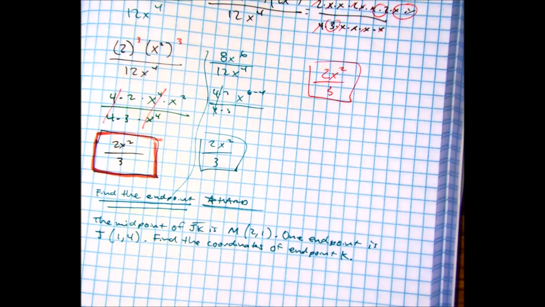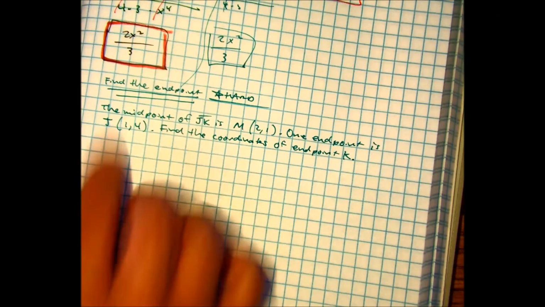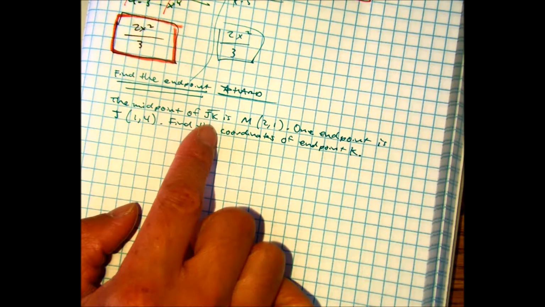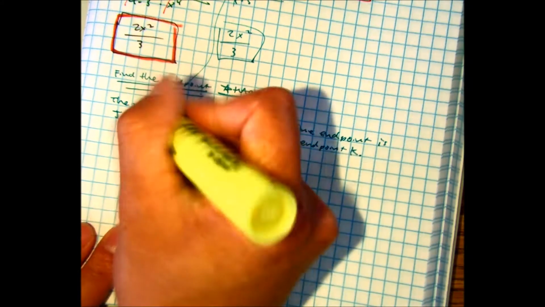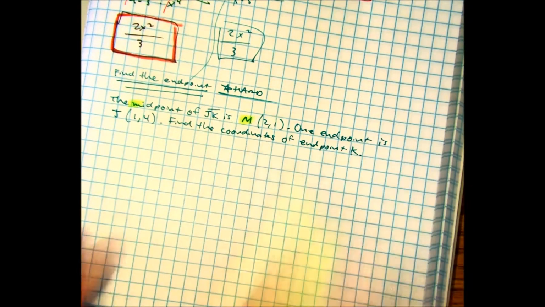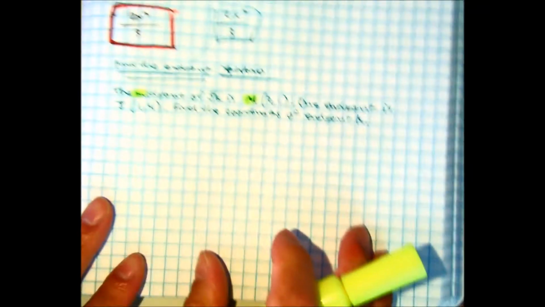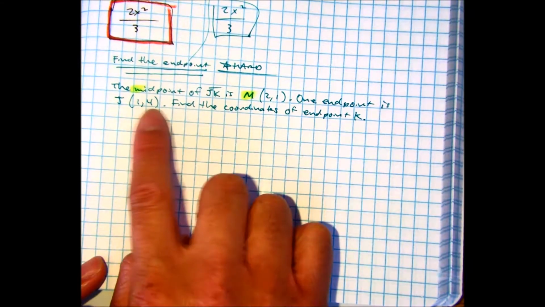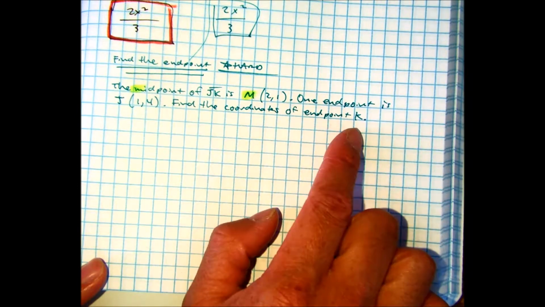Alright, in this problem, it tells us the midpoint of JK, so hence the word midpoint is the letter M, is (2, 1). One endpoint is J, (1, 4). Find the coordinates of the other endpoint, K.